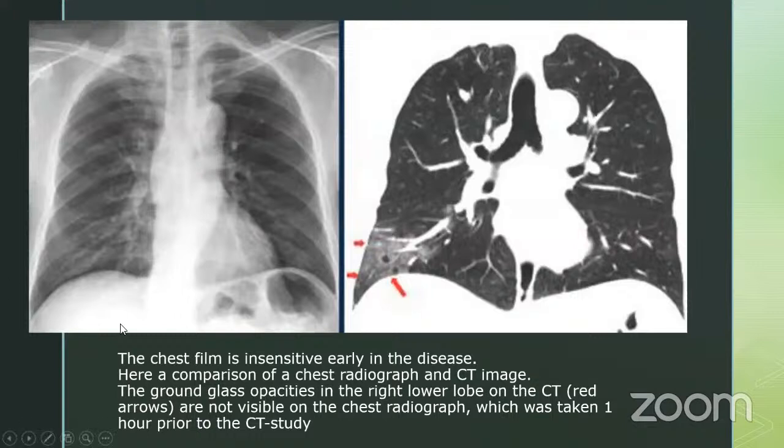But a word of caution regarding X-ray is that it cannot detect subtle changes in the early phase of the disease. For example, here we have a case which showed ground glass opacity with vascular dilatation and microcavitation in the peripheral right lower lobe, which is suggestive of COVID infection. But in this X-ray, we cannot see any such changes. These two studies were done just 1 hour apart. The X-ray was done 1 hour before the CT, but we cannot see any findings here.